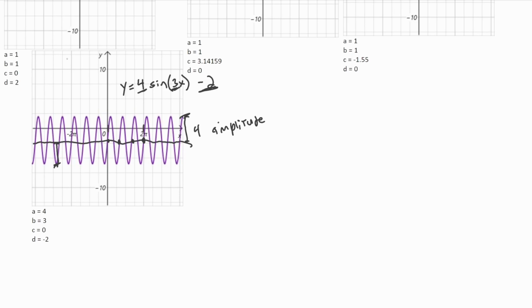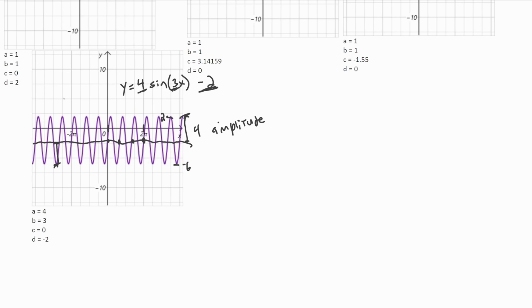Finally, this right here is our vertical shift. So we've shifted the whole graph down 2. So instead of being centered on the x-axis, we are now centering at -2, which is what this line is. And our graph is going to go all the way up to +2, and it's going to go down to -6. So these points are all -6, and these points are all +2.